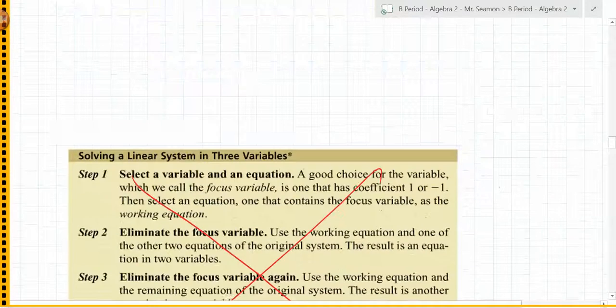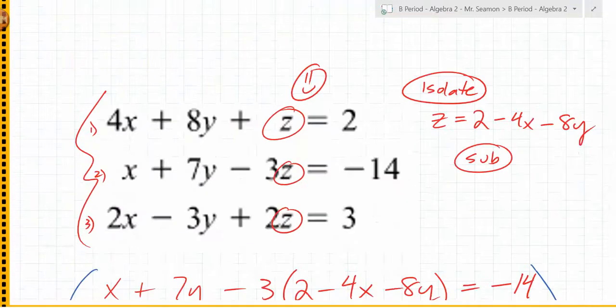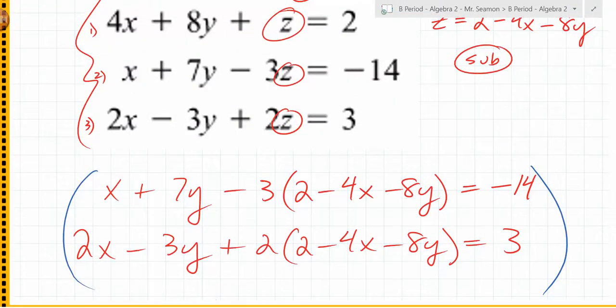So, see all these steps that the book presents you with? Ignore them for now. If you want to go back and look at them, that's fine. I find this to be an overwhelming amount of text. You're not going to memorize this. I don't think it's super helpful. What you need to remember is all you're doing is turning a 3 by 3 system into a 2 by 2 system. Yes?